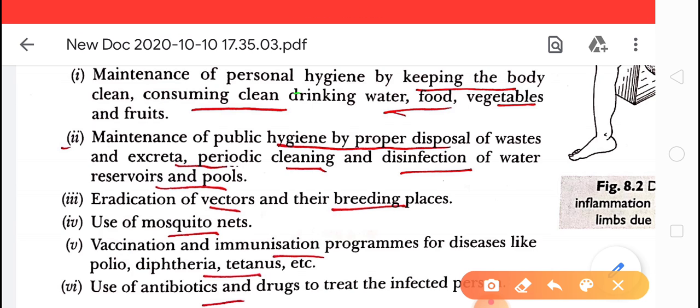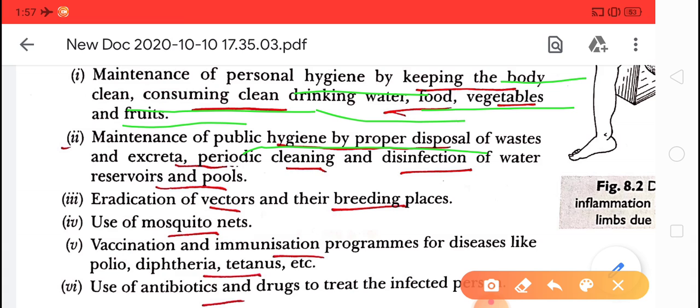First, by personal hygiene, like keeping the body clean, drinking more and more water, and taking food, vegetables and fruits daily. Second, maintenance of public hygiene is very important also: the proper disposal of waste and excreta, and periodic cleaning and disinfection of water. Also, third, eradication of vectors.